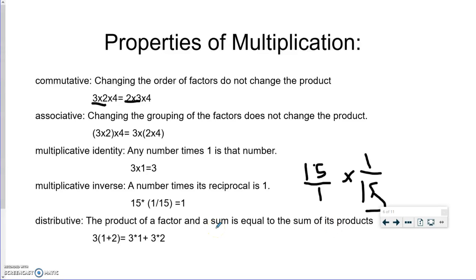And the distributive property, which is kind of a mixture of multiplication and addition. It states that the product of a factor and a sum is equal to the sum of its products. So for instance, 3 times (1 plus 2) is equal to 3 times 1 plus 3 times 2.